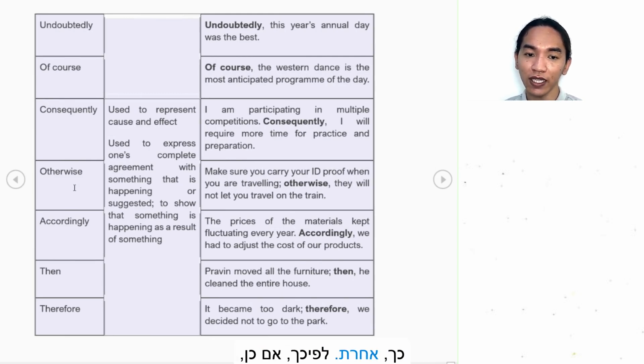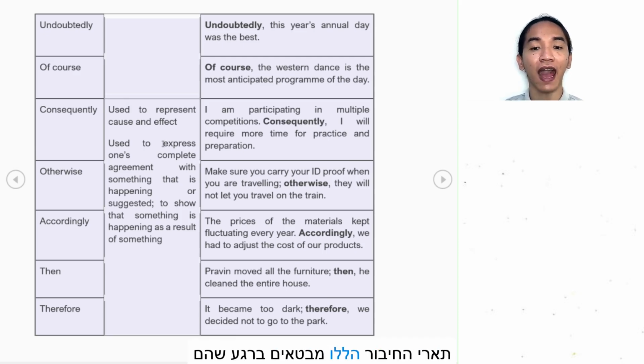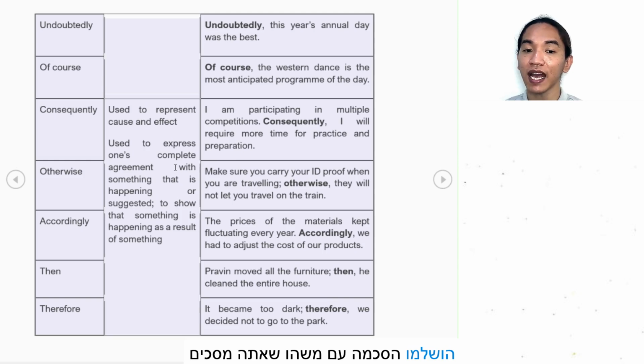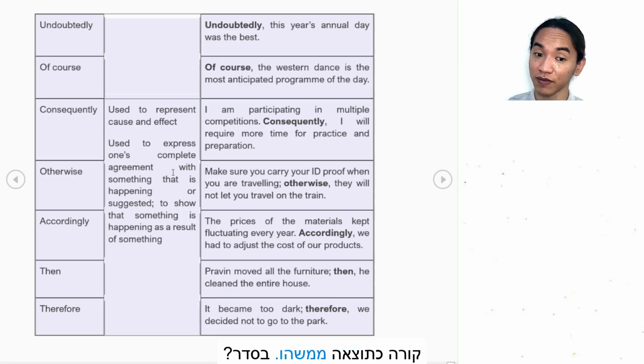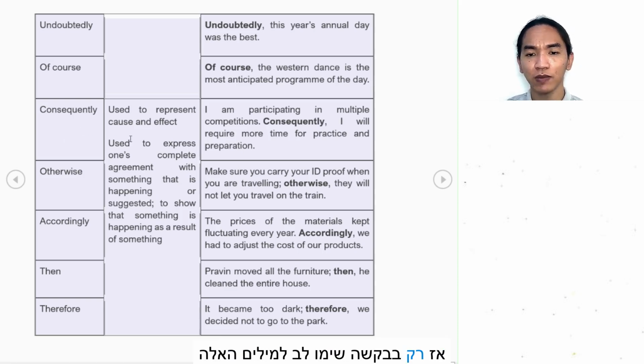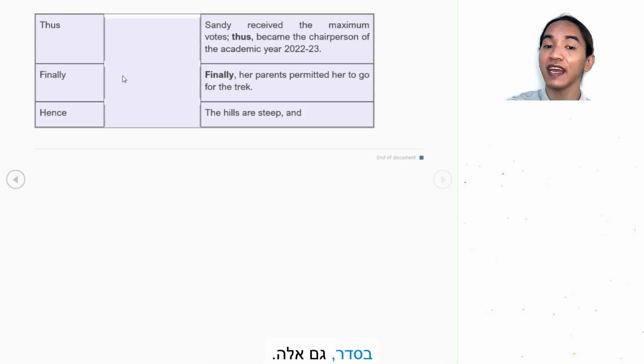So, consequently, otherwise, accordingly, then, therefore, are used to express cause and effect. And we also have these conjunctive adverbs that express one's complete agreement with something. You agree, and that is happening or suggested to show that something is happening as a result of something. Okay, so just please pay attention to these words here. And we have thus, okay, thus, finally, and hence.